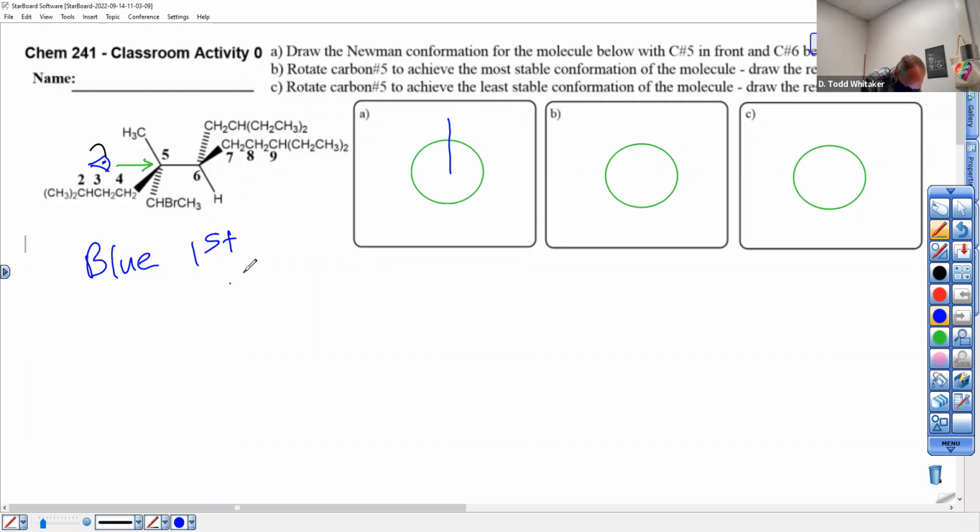Now, when you have a bond off the back carbon, you don't see the whole bond because the front carbon's in the way. So that's how you show bonds off the back carbon. They end at the ball. They're not attached to the ball, which is carbon 5. They're attached to what's behind the ball. What's behind the ball?